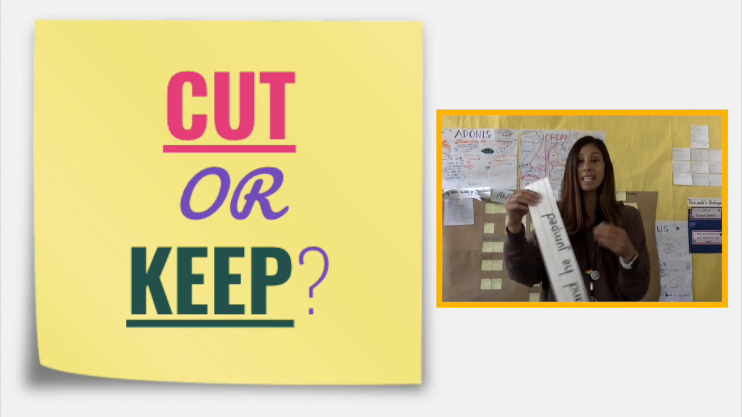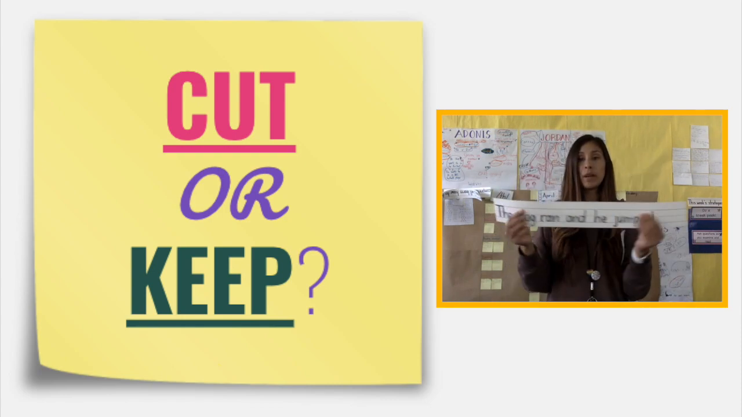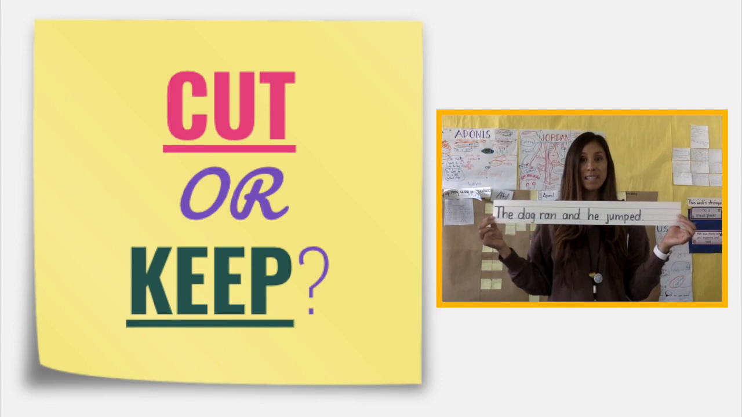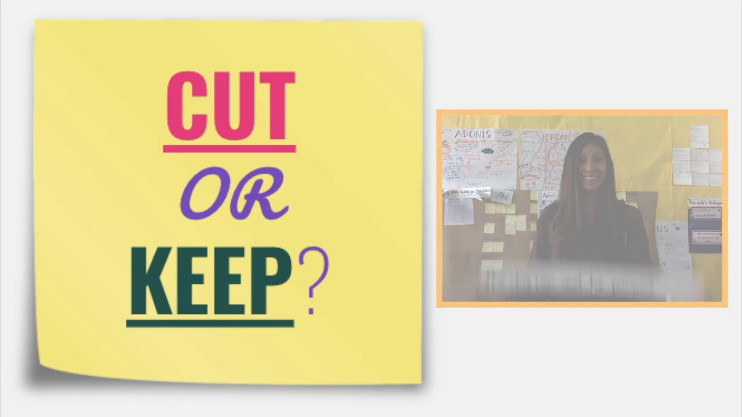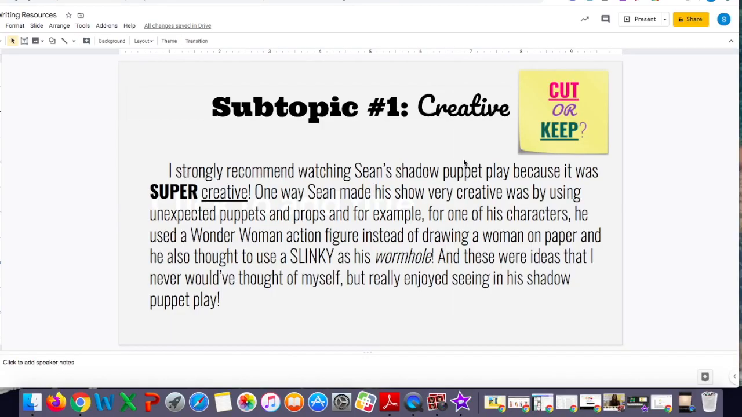But in the first sentence, when both parts made sense even when we took away the word "and," that means that you could cut the word "and." Let's go through my paragraph and try the strategy again. I'm going to reread my subtopic 1 paragraph about Sean's play being super creative, and I'm keeping in mind whether I'm going to cut out some of my "ands" or if I need to keep them in order for my two parts of my sentence to make sense.